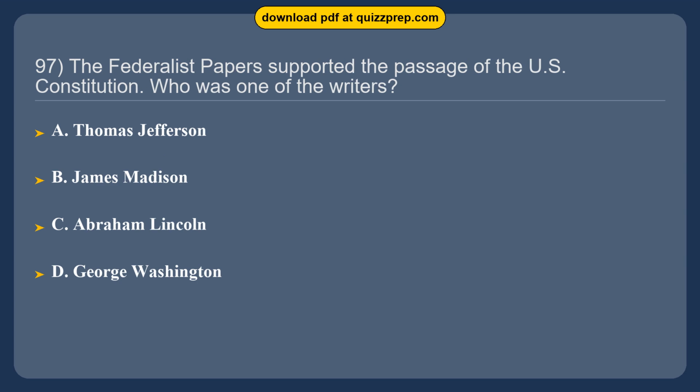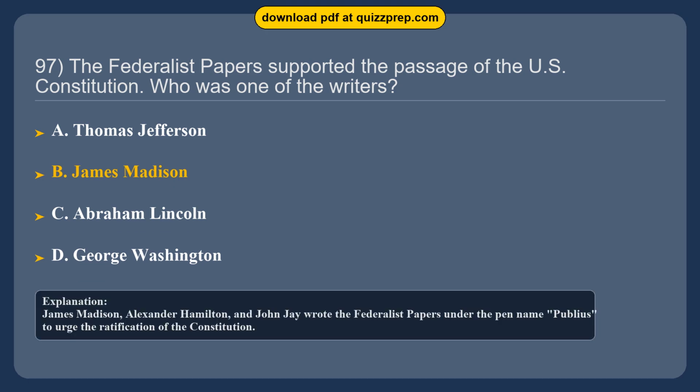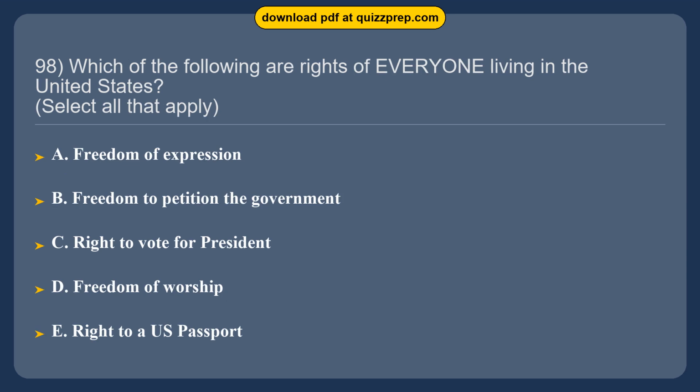Question 97. The Federalist Papers supported the passage of the U.S. Constitution. Who was one of the writers? Option A, Thomas Jefferson. Option B, James Madison. Option C, Abraham Lincoln. Option D, George Washington. The correct answer is option B, James Madison. James Madison, Alexander Hamilton, and John Jay wrote the Federalist Papers under the pen name Publius to urge the ratification of the Constitution.